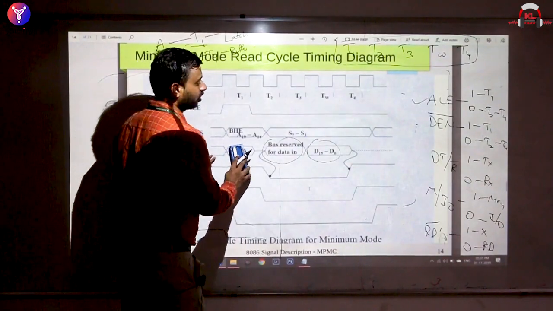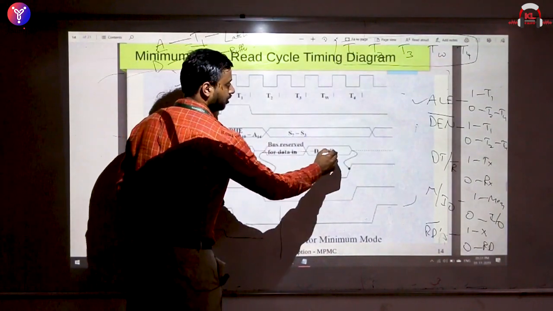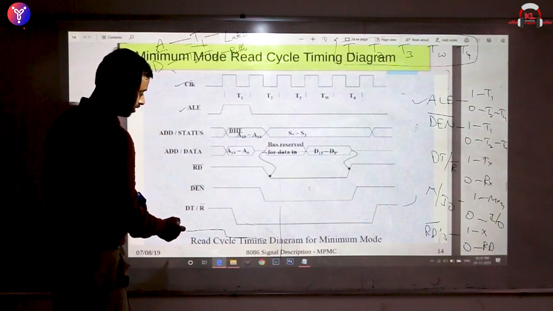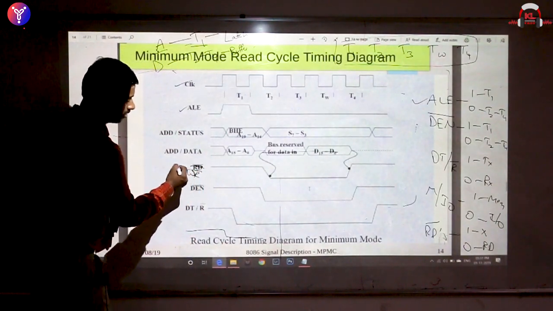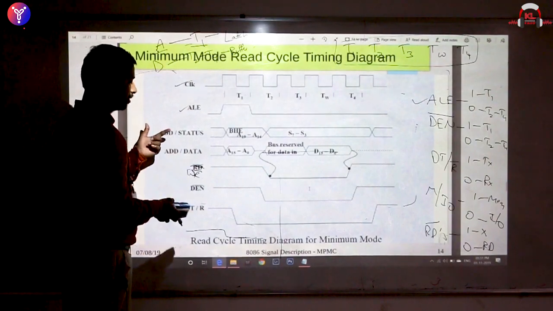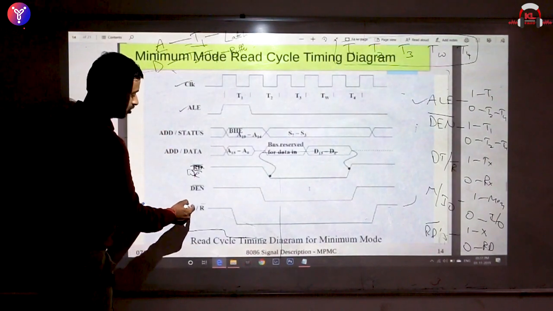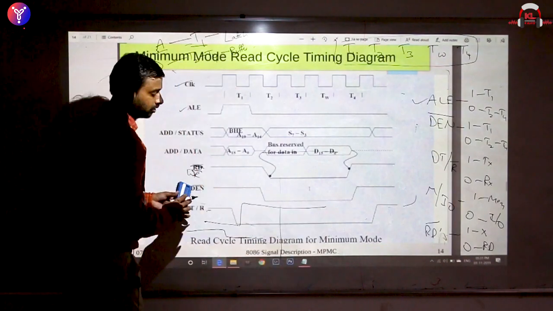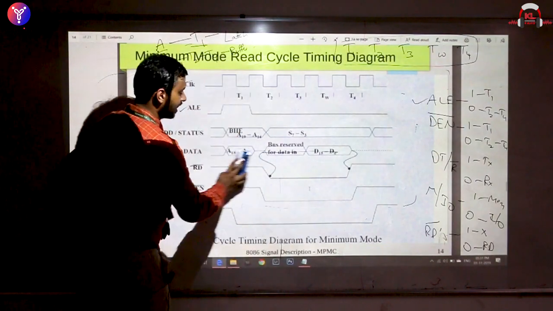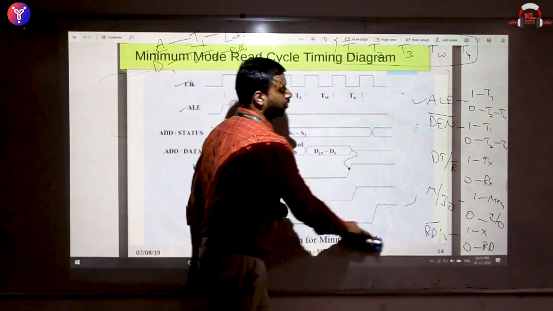Maybe if it's a write, what is the change I have to make? This data, and instead of read, I'll have a write. So this changes my whole diagram into a write. So instead of DT/R being low, this will be high. So using a single diagram, we can represent n number of diagrams.